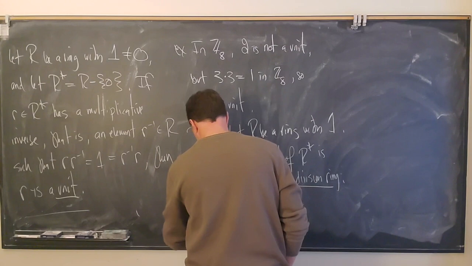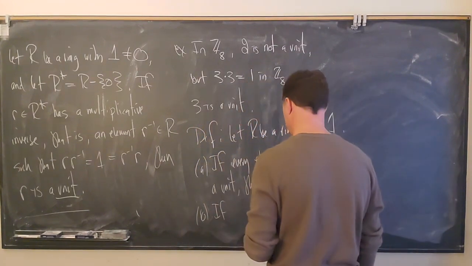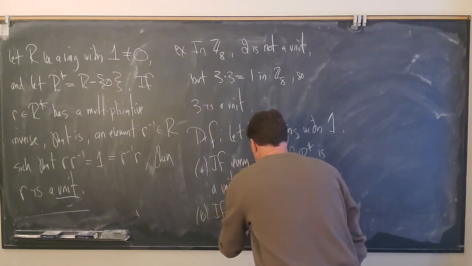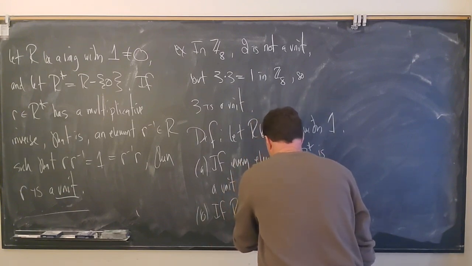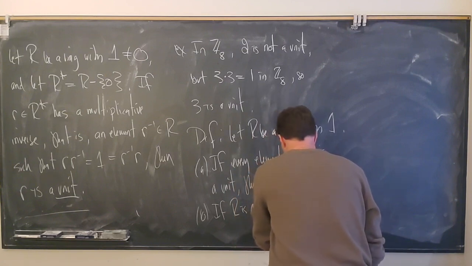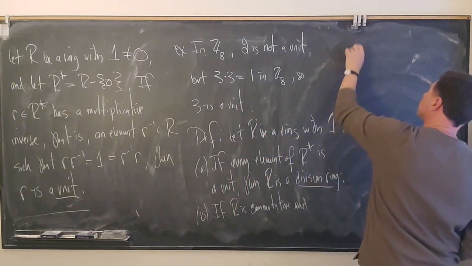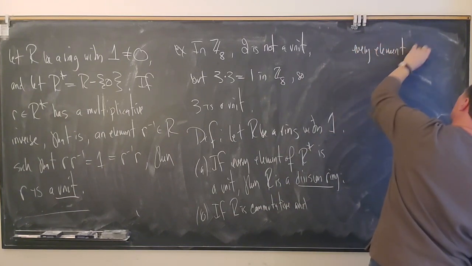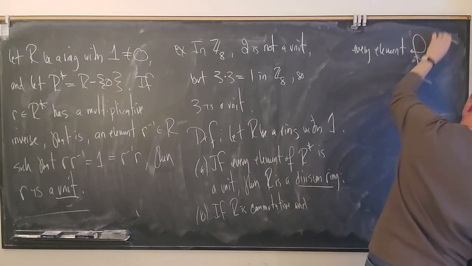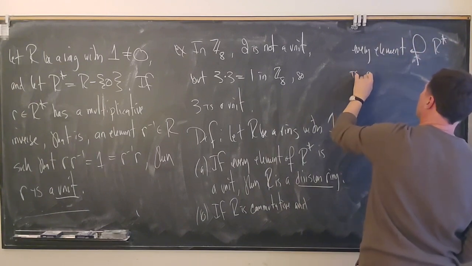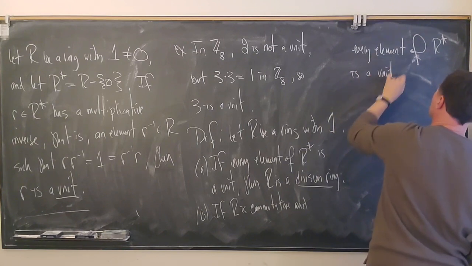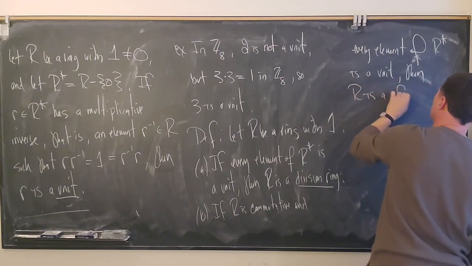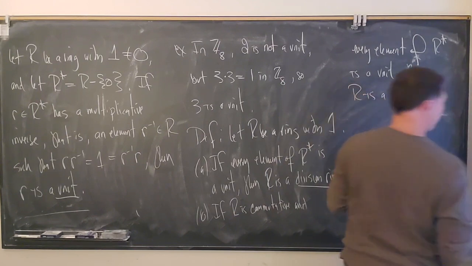Part B of this definition. If R is commutative, and every element of R star is a unit, then R is a field.